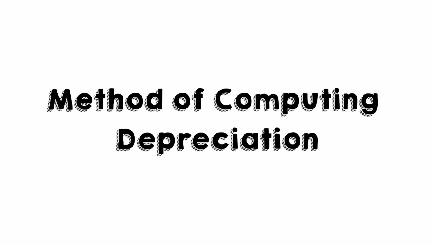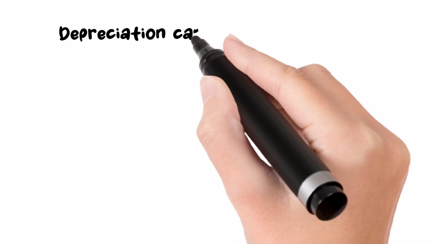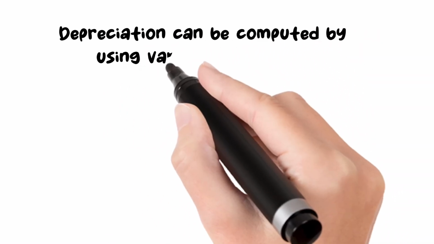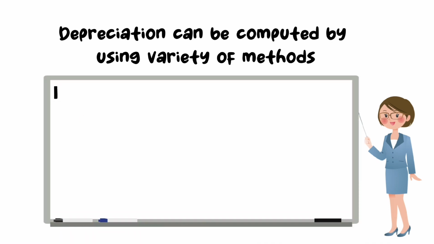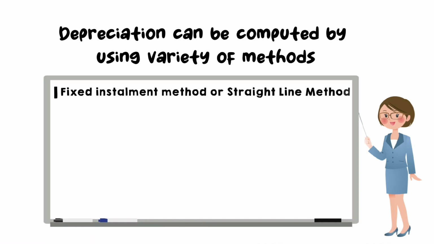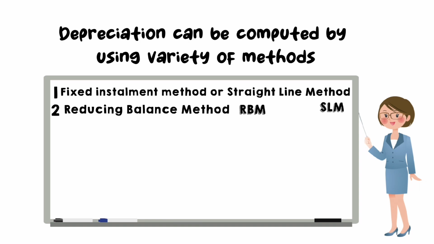Methods of computing depreciation. Depreciation can be computed by using a variety of methods, which includes: 1. Fixed installment method, or straight-line method, SLM. 2. Reducing balance method, RBM. 3. Machine hour rate method.